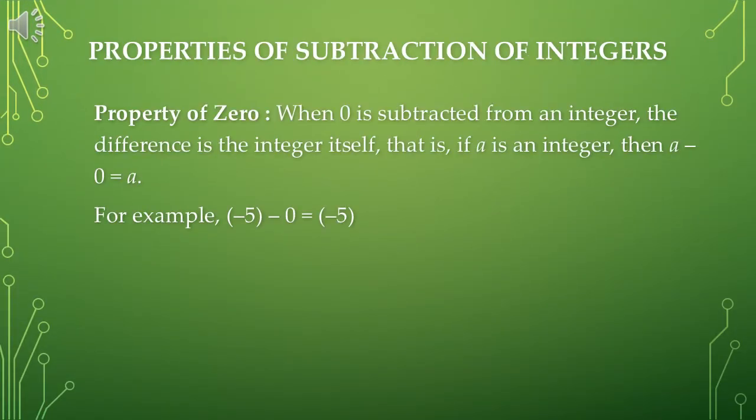Now let us start with the property of 0. What is 0? As you all must remember, 0 was the additive identity. Whenever we add 0 to any integer, the identity of that integer is maintained. It is not changed. Similarly, if we subtract 0 from any integer, its identity is maintained here also, like minus 5 minus 0 will remain minus 5 only. So identity is maintained. Again, it is called the property of 0 in case of subtraction of integers.